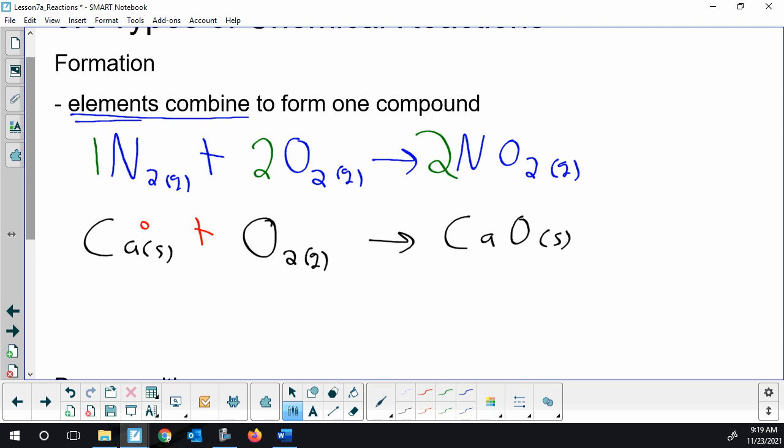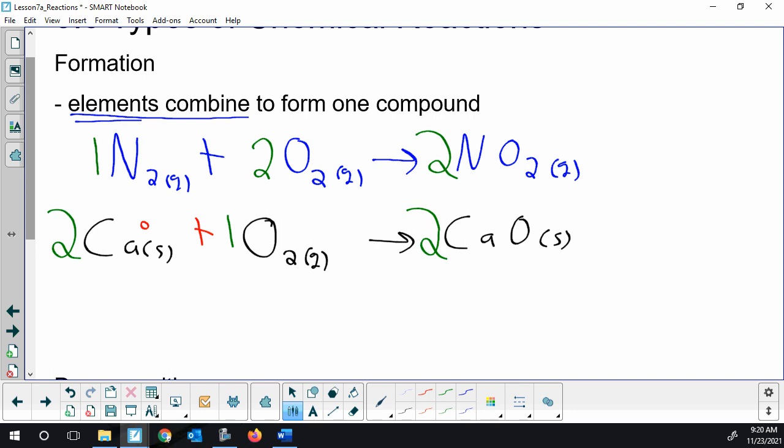Balancing, we've got 1 calcium on both sides, but we have a pair of O's here and only 1 O at the end. So I have to double that calcium oxide to get 2 O's. Doing that doubled my calcium, so now I have 2 calcium on the product side, and I can double my calcium on the reactant side and balance that. So that's my second and last example of formation reactions.